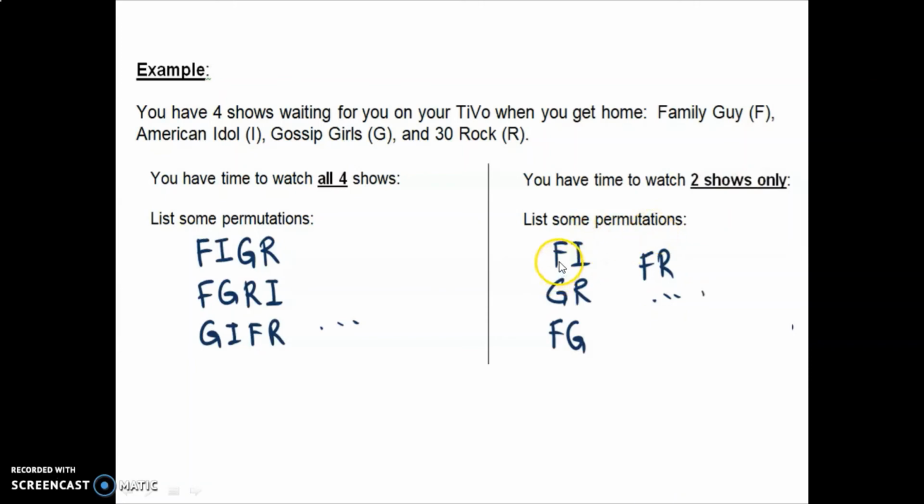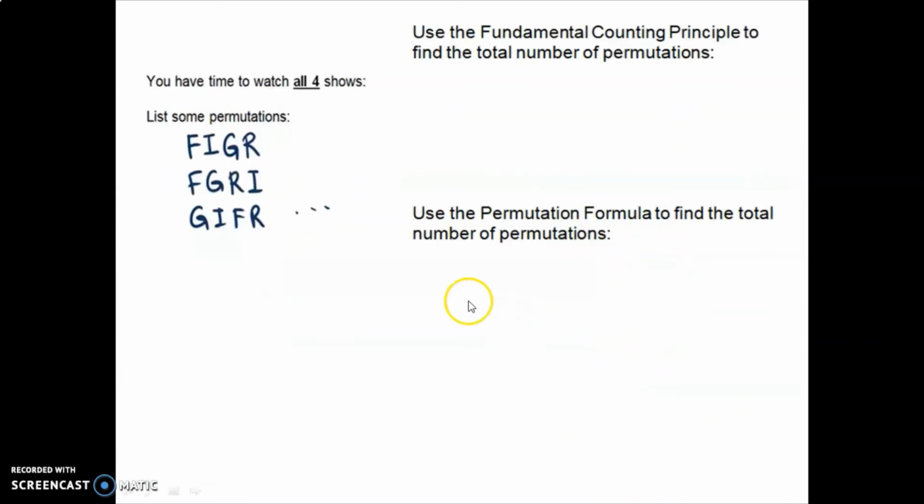Well, one pair of shows you could watch is Family Guy and American Idol, or Gossip Girl and 30 Rock, or Family Guy and whatever. Or you can reverse these as well. You could do American Idol and then Family Guy. That's considered a permutation also because the order is important to you. So even though it's the same 2 shows, watching one first or the other next, it matters to you that order. So those are all called permutations. It's basically a count of the ways that are possible. Okay, so let's move on.